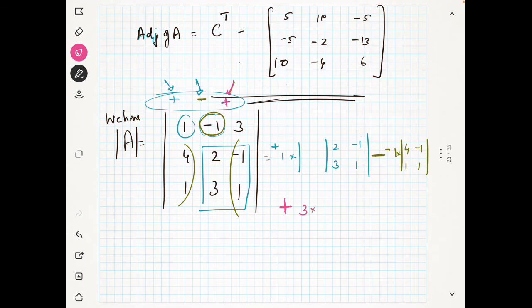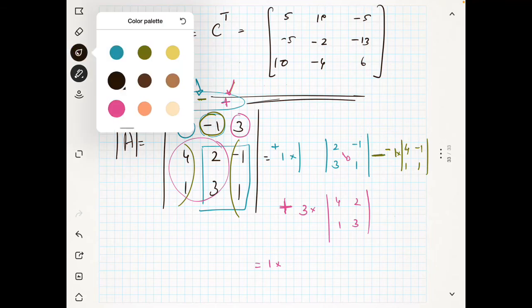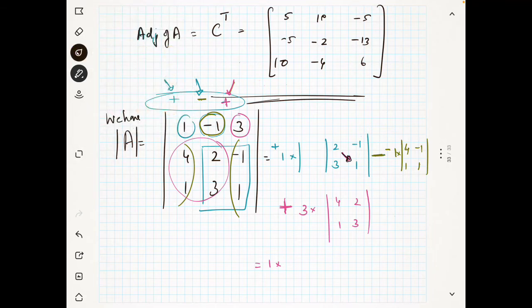next 3, this is our 3. So what is remaining? This is our row and column. So this is 4 2 1 3. So this will become 1 into 2 into 1 is 2, 2 minus minus 3 is 5, minus, you see here there is minus here and here, so it becomes plus. So 1 into 4 into 1 minus minus 1, it's 5.